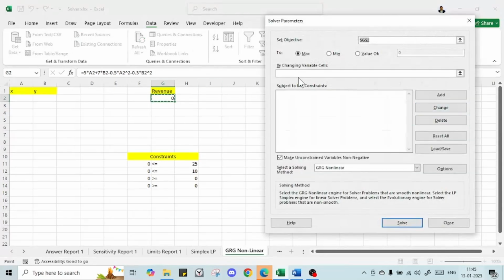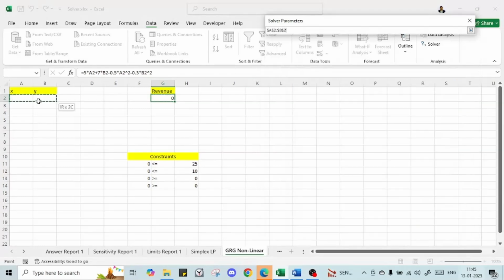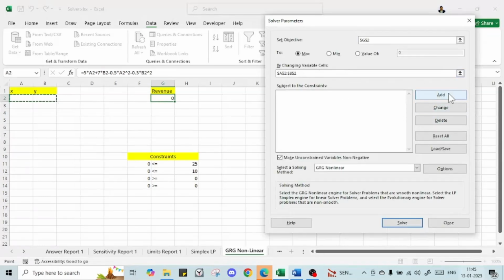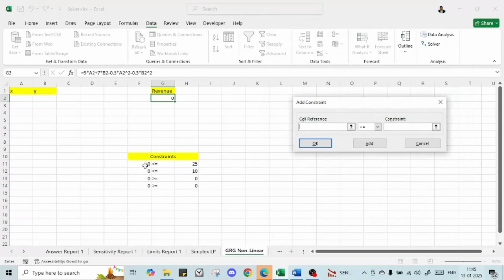And now we are here to maximize the revenue. We have selected the cell Z2 and we require to maximize it, and we are selecting the variable cells which can be changed. Let's add the constraints now. Cell reference less than or equal to 25. Add cell reference less than or equal to 10. Add x greater than or equal to 0. Add y greater than or equal to 0, and click on OK, because we added all the 4 constraints.